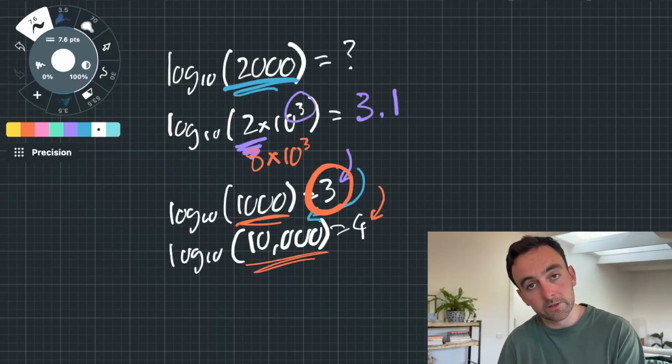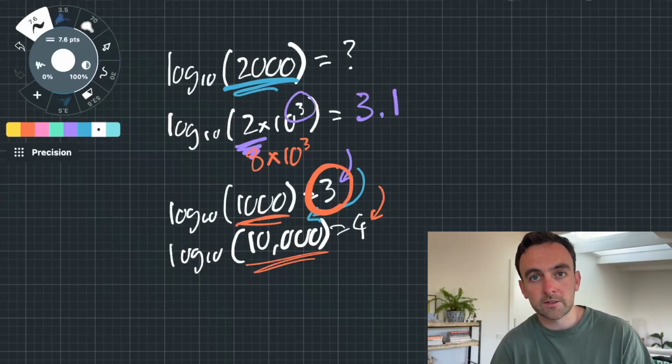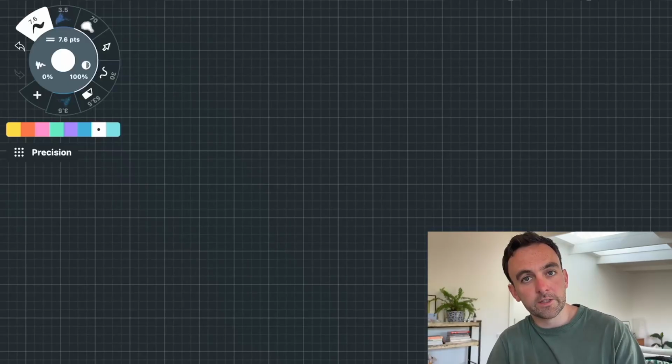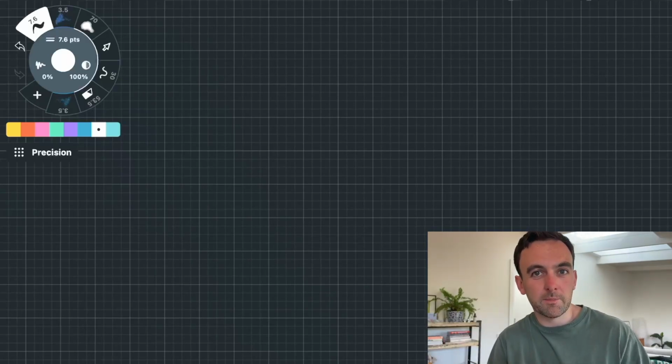So as long as you don't say 6, you'll get the right answer still. So really, it's a two-step process. You put the number inside the log into scientific notation and take the exponent. And then you just need to be a little bit careful if it's one of these kind of irregular numbers.